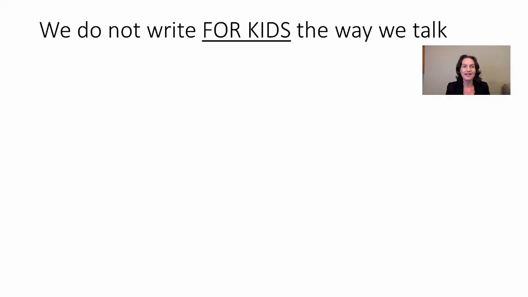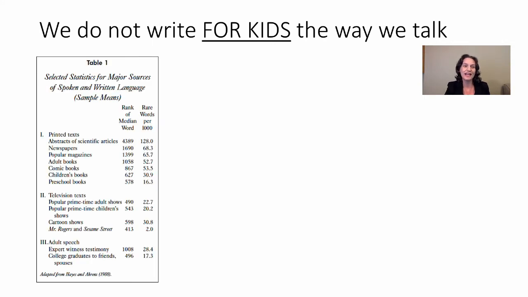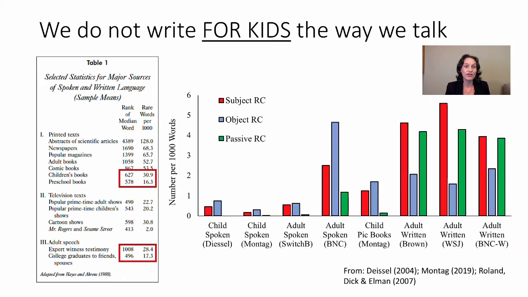The other point I want to make is that we don't write for kids the way that we talk. We can look at the same table here and again see that the rates of rare words in children's books is greater than that of even spoken adult language, the exception being, again, court testimony, that sort of thing, which probably isn't really spontaneous speech. And we can look at rates of different kinds of relative clauses across various adult and child spoken and written corpora. And I'll just put a little line here to divide the spoken and the written, and we see the written corpora contain more of these complex sentences than do the spoken corpora.